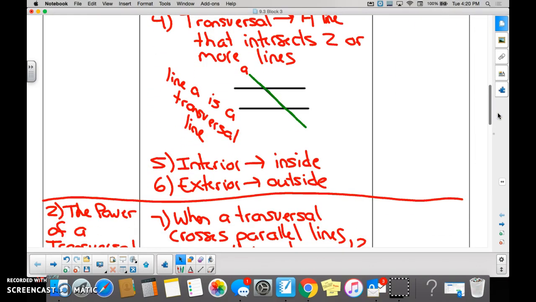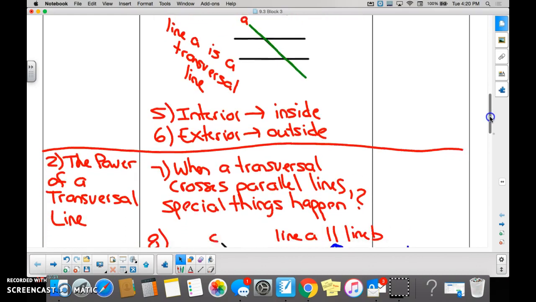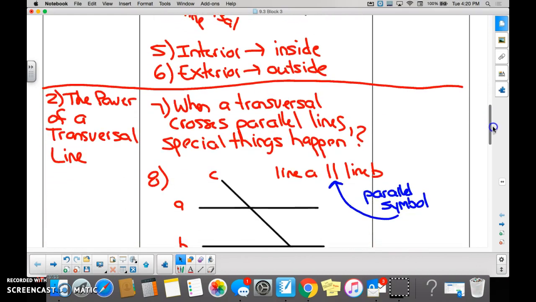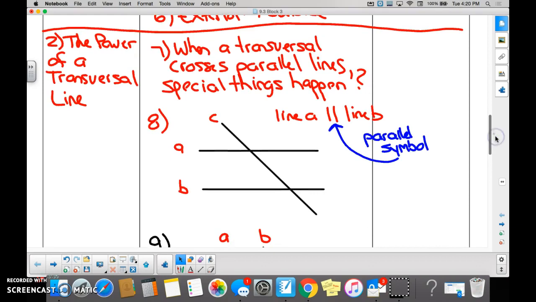Main idea number 2. When a transversal crosses parallel lines, special things happen. So here we go. Number 8. We have two parallel lines, line A and line B. You can see those on your screen. Line C is going to be our transversal. It crosses A and B. A and B again are parallel because I told you they were right here. Line A is parallel to line B.